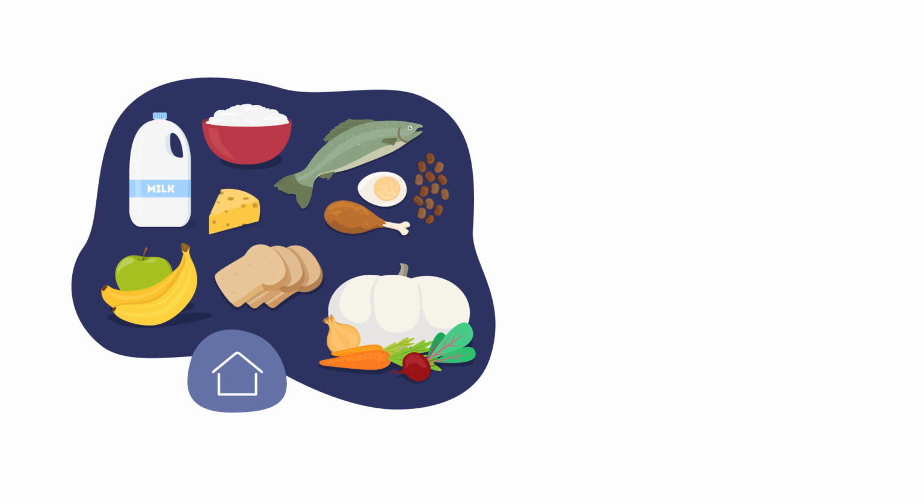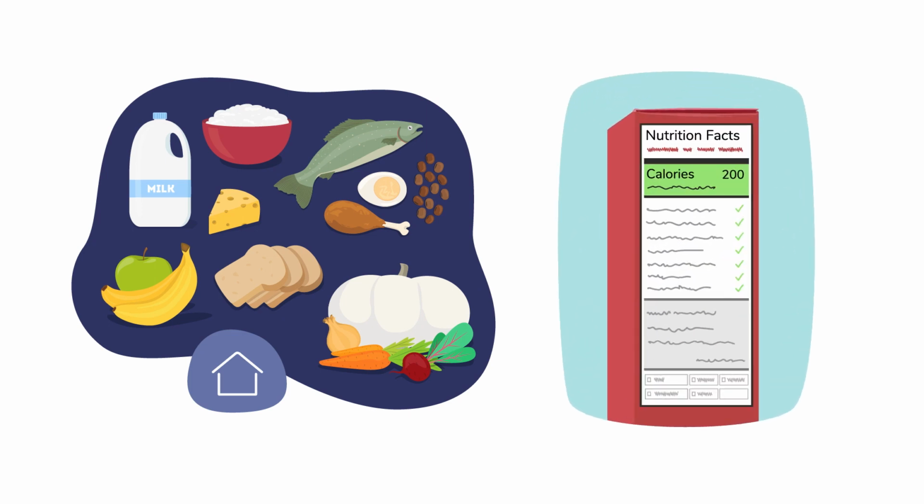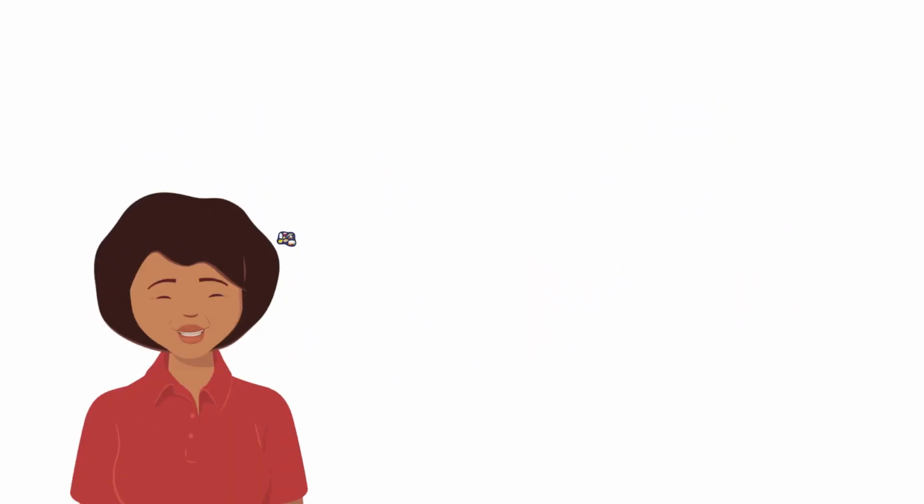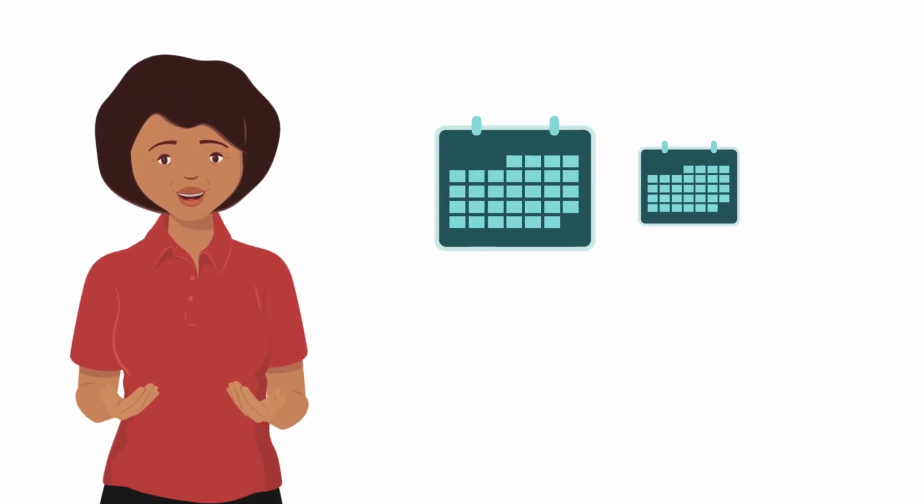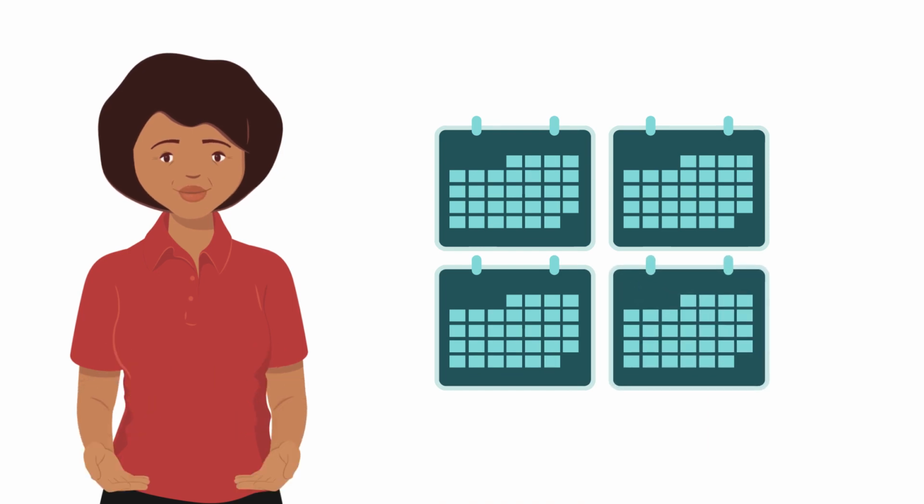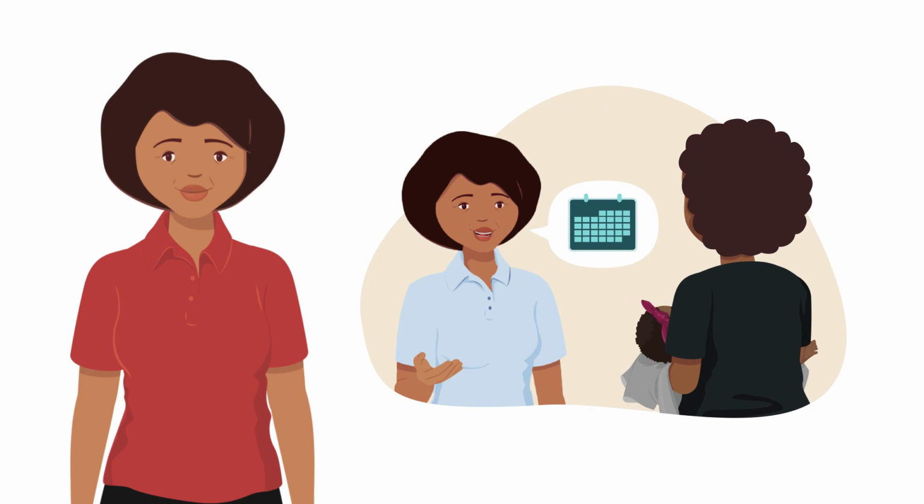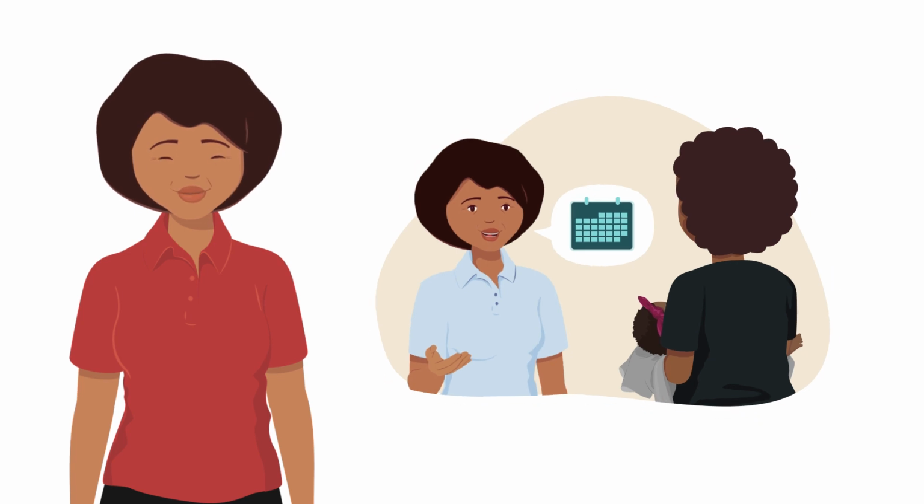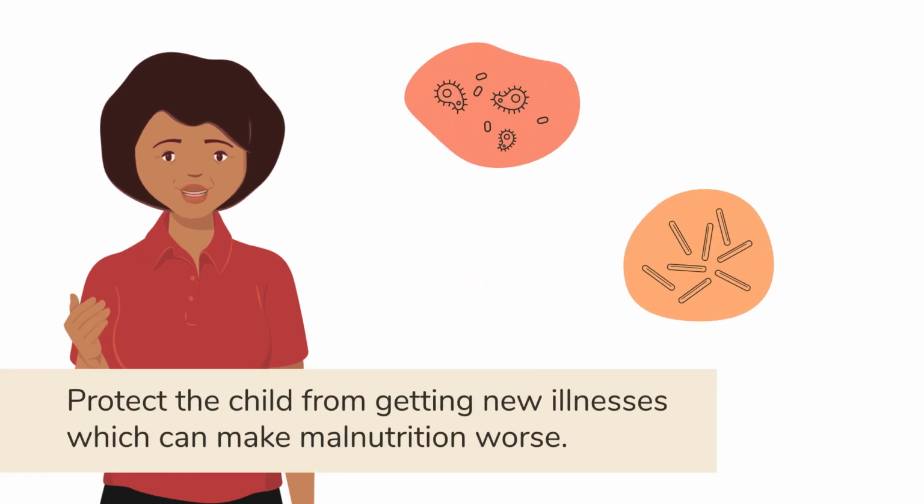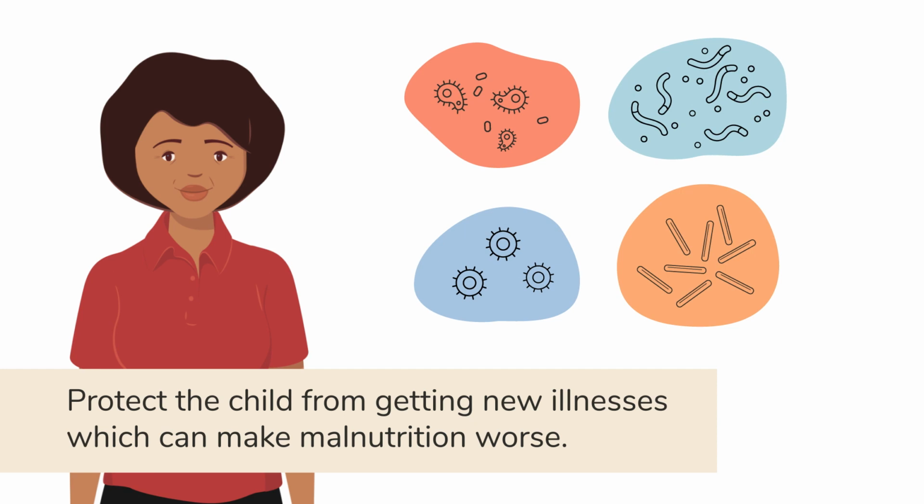Counsel the caregiver on nutritious feeding practices, and explain that a child with a chronic illness often needs to take in more calories. Helping a child recover from malnutrition, whether it is mild or moderate, may take time. Support the family through this process and encourage them to be patient as they increase the nutritional intake the child receives. It is also important to protect the child from getting new illnesses which can make malnutrition worse.